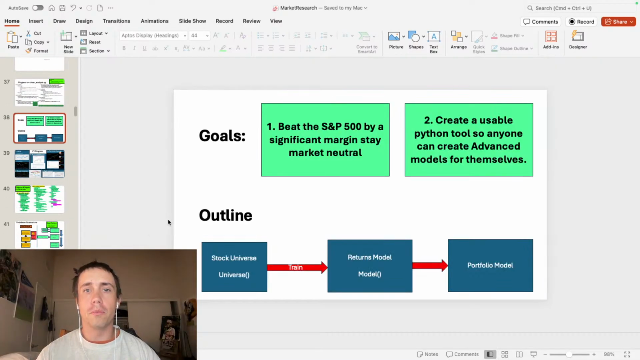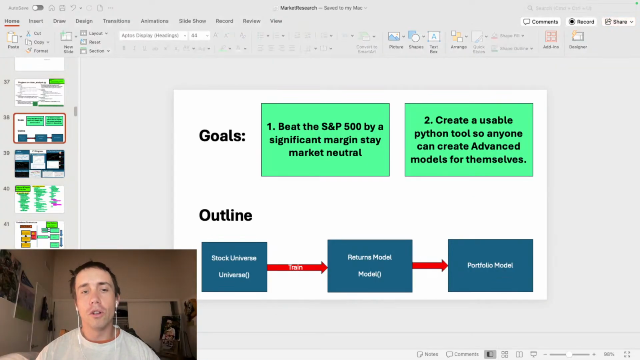I have two goals. My first goal is to beat the S&P 500 by a significant margin while staying market neutral. The S&P goes up on average 6% per year. I want to do significantly better than that, 3 to 4 times better, and get 18 to 24% per year, with the caveat that I want to be market neutral. So the strategy should be immune to whether the market's going up or down. It should go long on several stocks, go short on several stocks, and capture the spread between them.